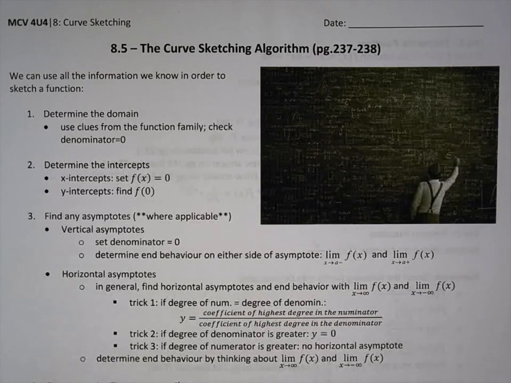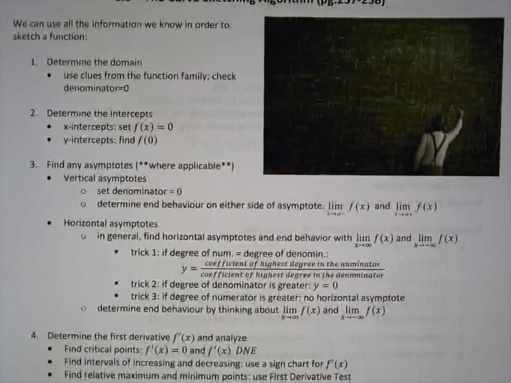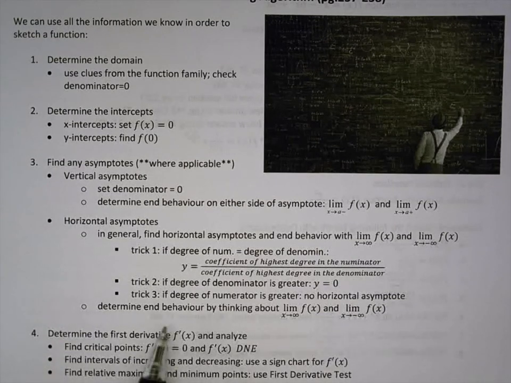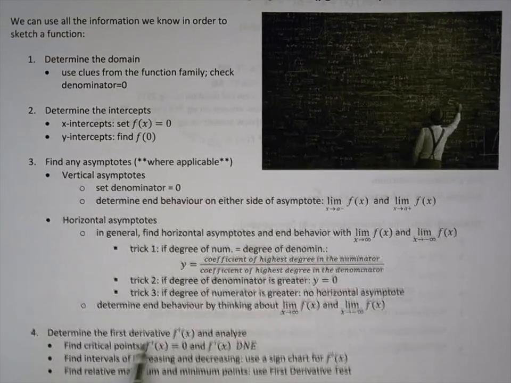For this one we tend to use the trick. We look at the degree of the numerator and the degree of the denominator. If they're the same, then we look at the coefficients. If they're different, we either have no horizontal asymptote or we have a horizontal asymptote of 0. So remember the trick, and you also have to do the end behavior for that as well by subbing in large values. After that, we're going to analyze the first derivative.